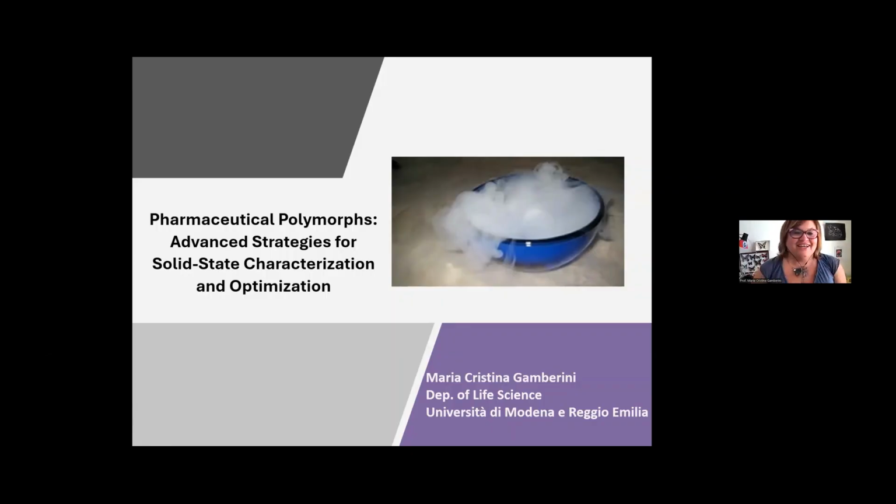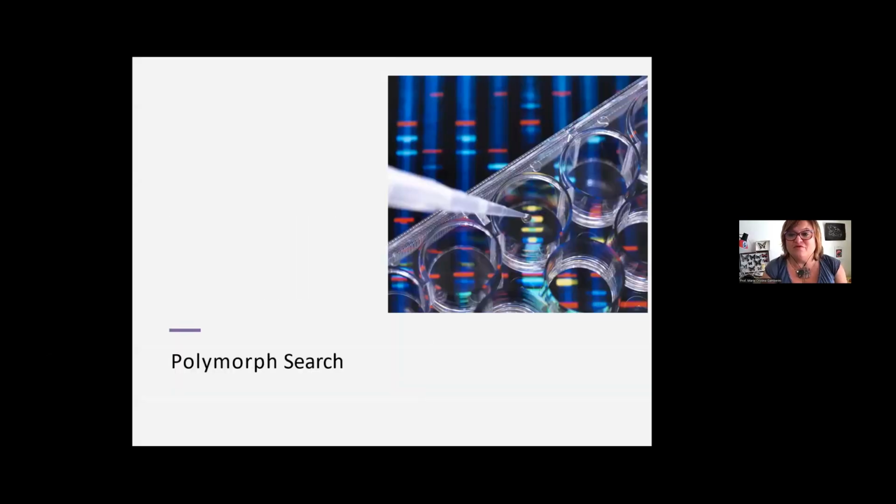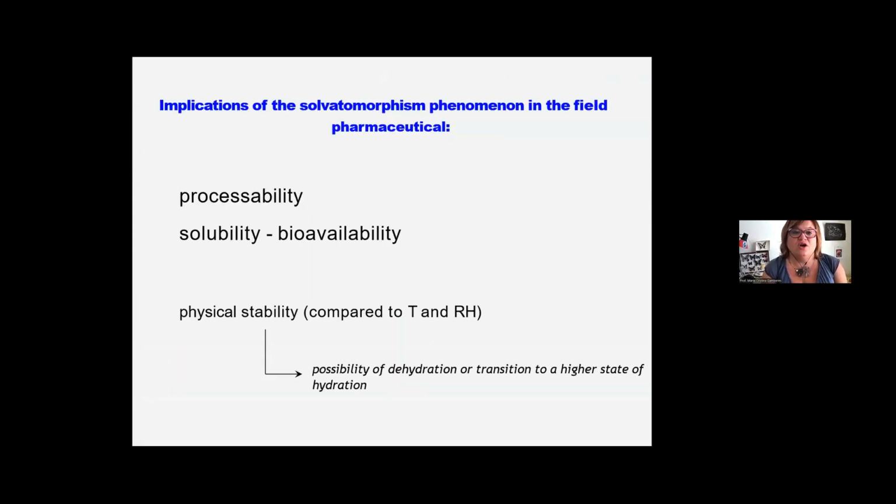Good morning. I'm going to talk about pharmaceutical polymorphs: advanced strategies for solid state characterization and optimization. What are polymorphs? What is polymorph research? Actually, it's very important, because polymorphism in the pharmaceutical field matters for solubility and bioavailability of the solid forms of the drug. We have to study the physical stability, because different polymorphs have different therapeutic effects. We will see in a few minutes.